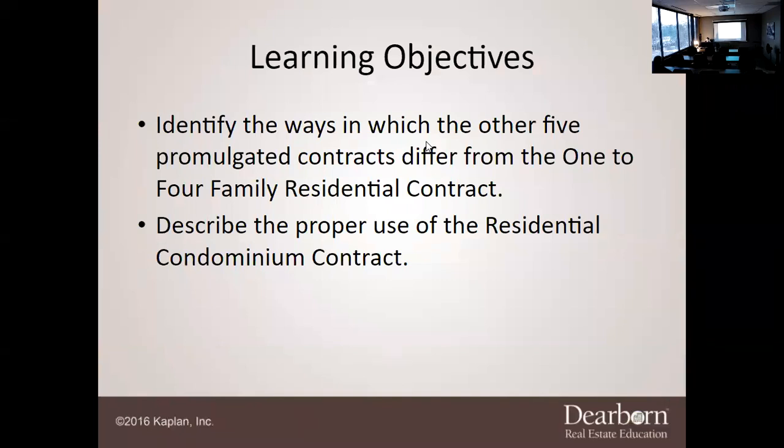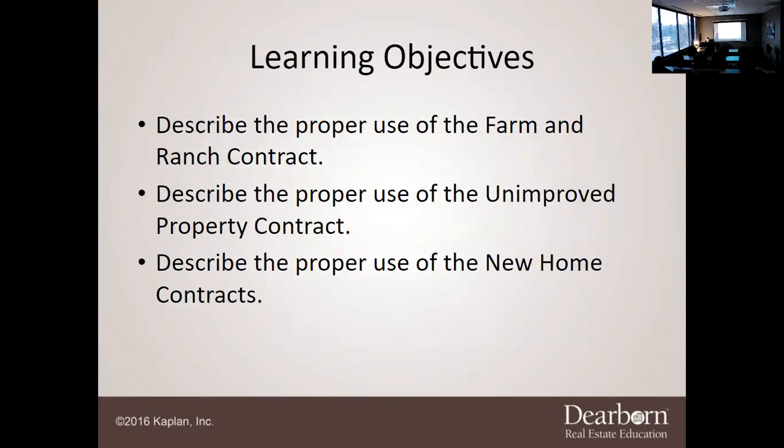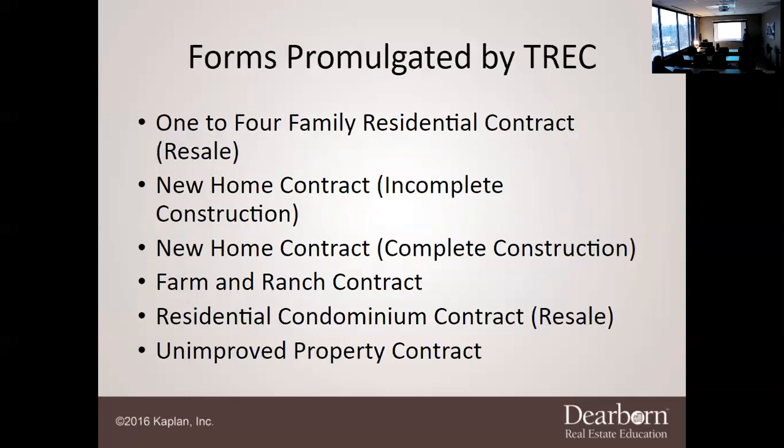The very first objective is that we're going to identify the ways in which the other 5 promulgated forms differ from the 1 to 4 family residential resale contract. We will also describe the proper use of the residential condominium contract. We will further describe the proper use for the farm and ranch contract, and the proper use for the unimproved property contract, as well as the proper use for the new home contract.